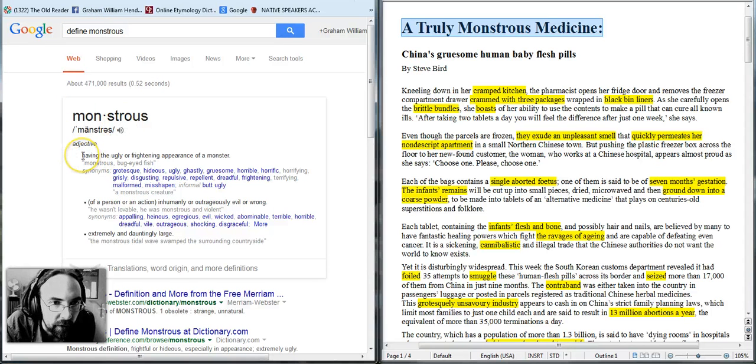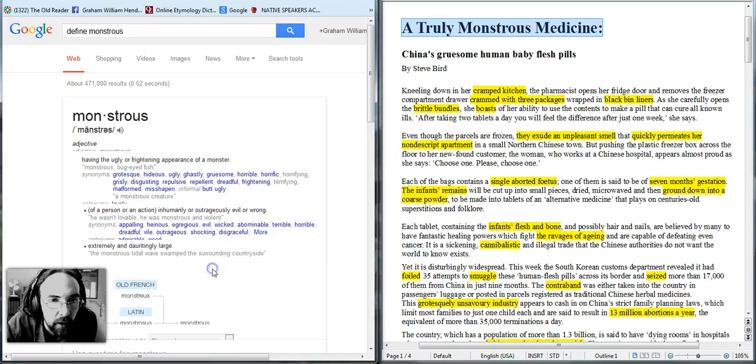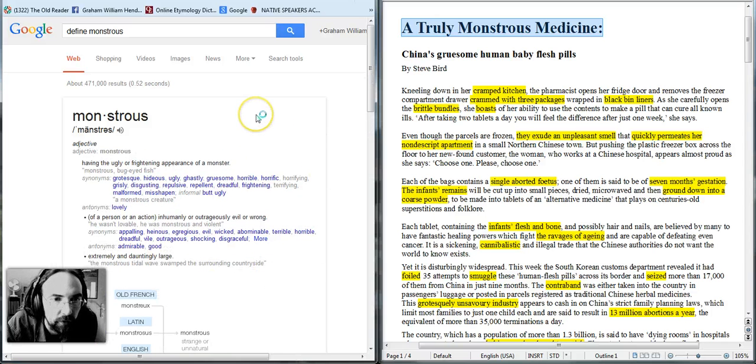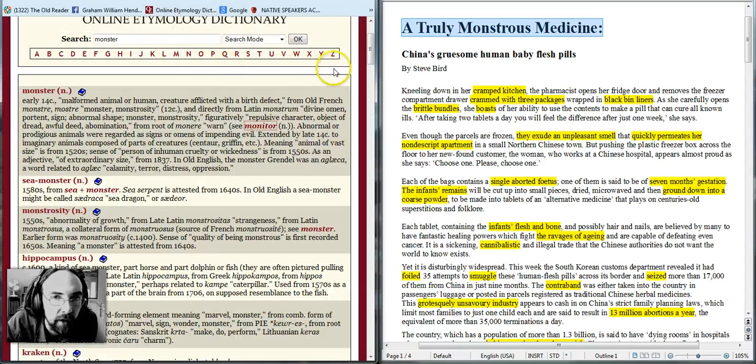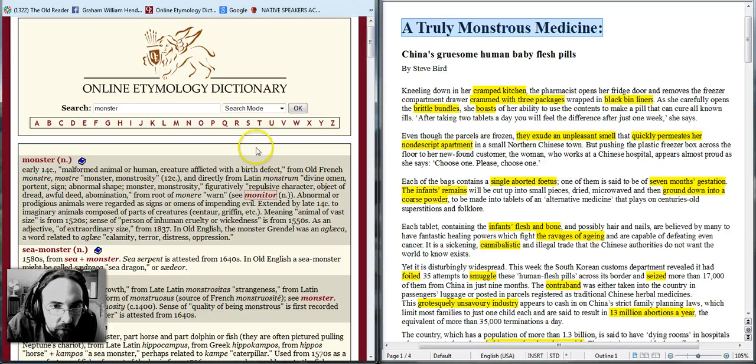Monstrous. Having the ugly or frightening appearance of a monster. You know, somebody once told me that the word monster was a conjunction of the idea of moon, as in Monday, Moonday, and star, as in the stars and planets in the sky. But according to this, there is very little to show that that is true. You can also check the online etymology dictionary, where it says monster derived from Latin monstrum, divine omen, sign, repulsive character. Also, the same root of monitor. That's interesting.